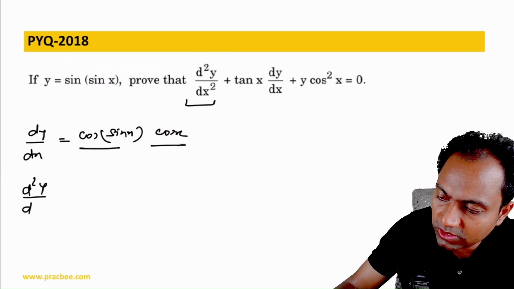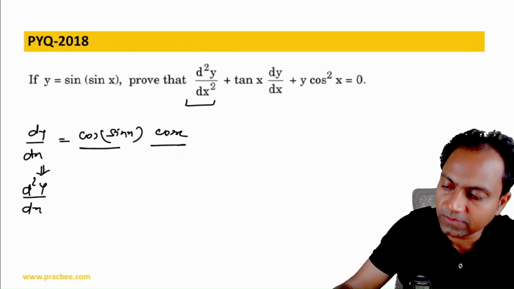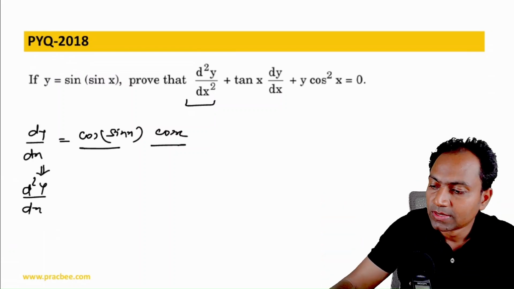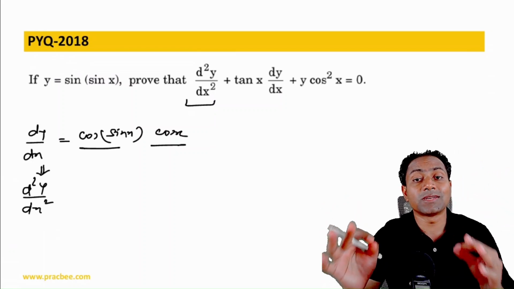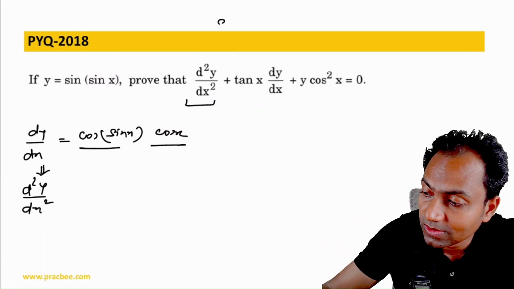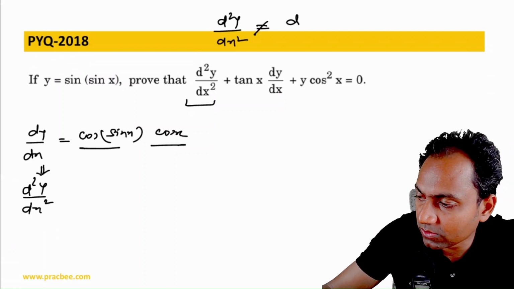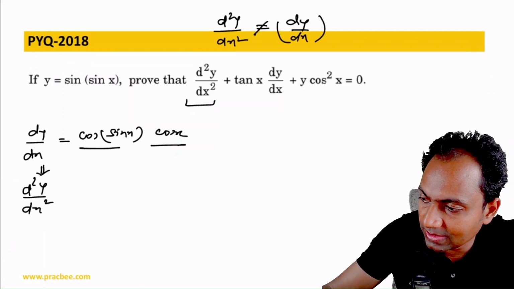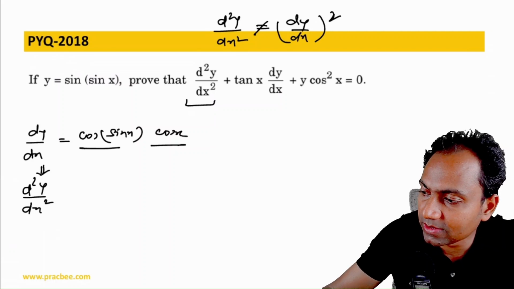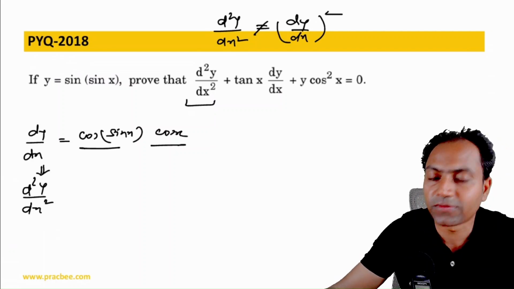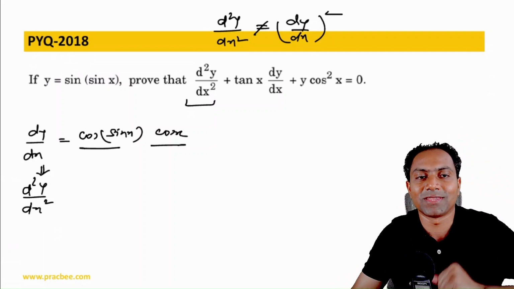So if I differentiate it once more, you can see that it has become second derivative, d2y by dx square. See, d2y by dx square does not mean it is equal to dy by dx whole square. And this mistake also I've seen students doing. So this is not equal to dy by dx whole square. Now, this is separate and the other one is separate. Both of these are different ideas. You need to be very careful regarding this.